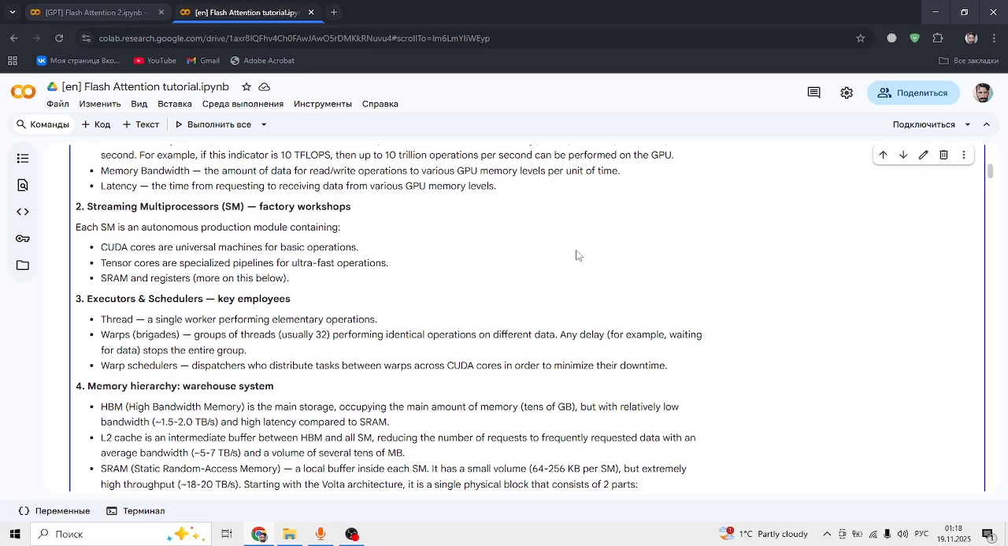So the next thing is streaming multiprocessors. These are our factory workshops, because this thing you also need to know in FlashAttention, and you'll understand a little later why. Each streaming multiprocessor is an autonomous production module which contains the following: CUDA cores, universal machines for basic operations; tensor cores, specialized pipelines for ultra-fast operations; and SRAM, the most important thing, and registers. But we'll discuss it a little later.